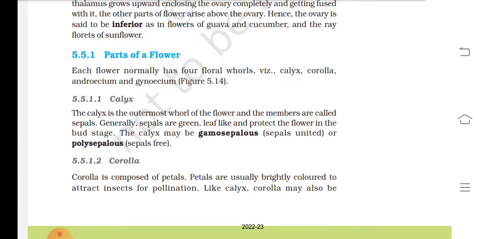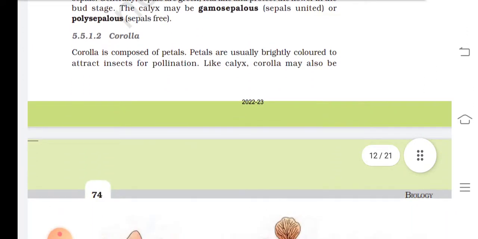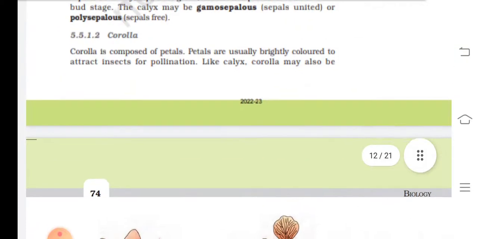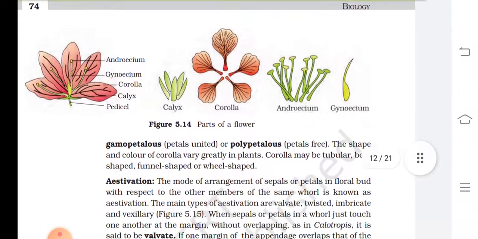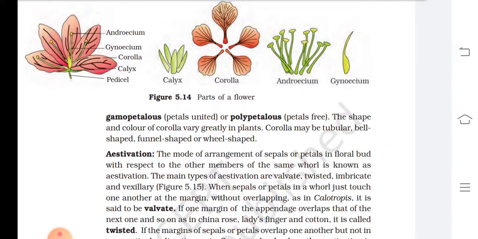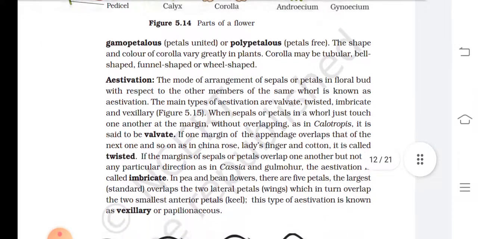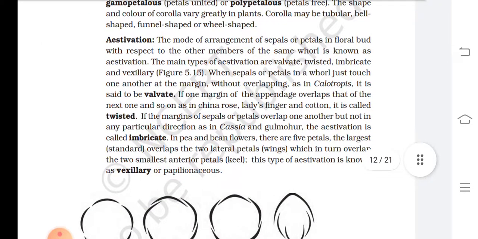The calyx may be gamosepalous or polysepalous. 5.51.2 Corolla. Corolla is composed of petals. Petals are usually brightly colored to attract insects for pollination. Like calyx, corolla may also be gamopetalous or polypetalous. The shape and color of corolla vary greatly in plants. Corolla may be tubular, bell-shaped, funnel-shaped, or wheel-shaped.